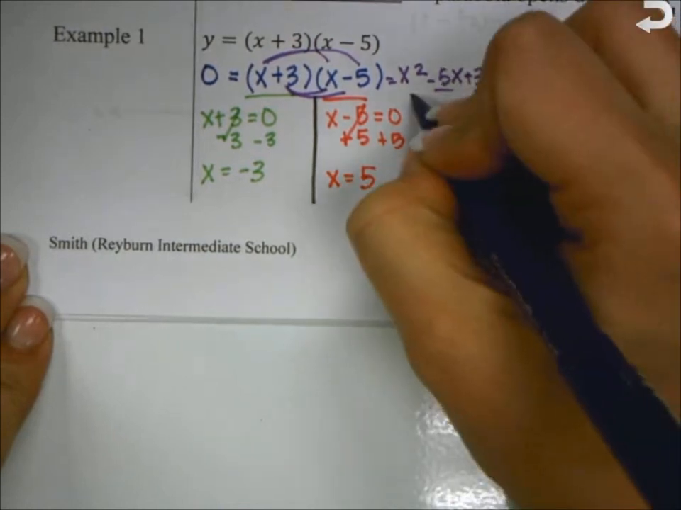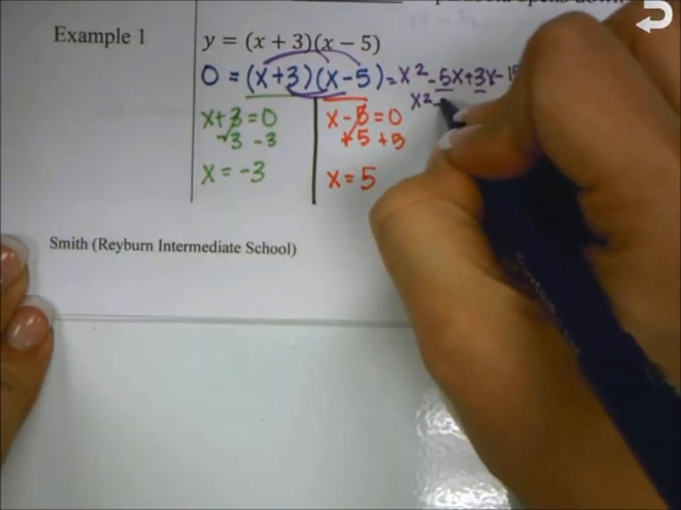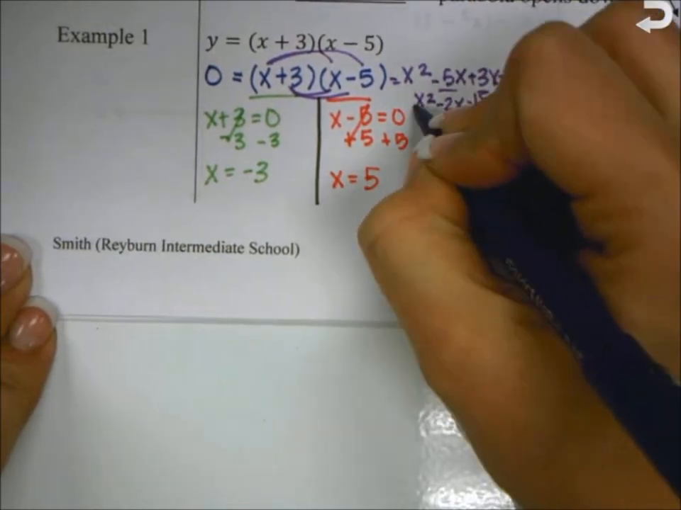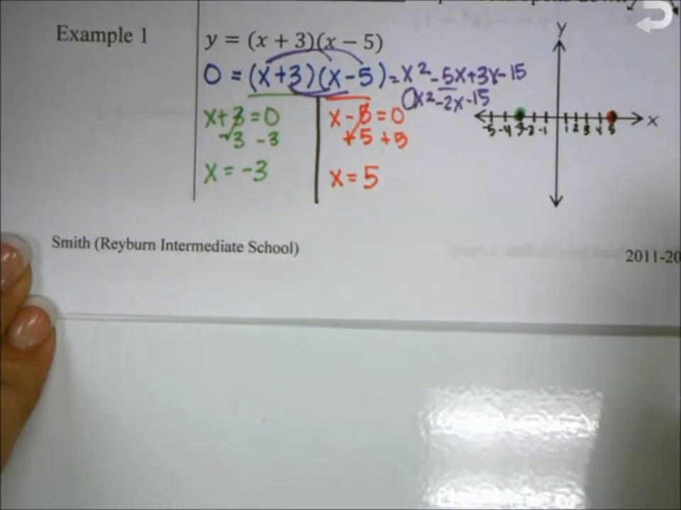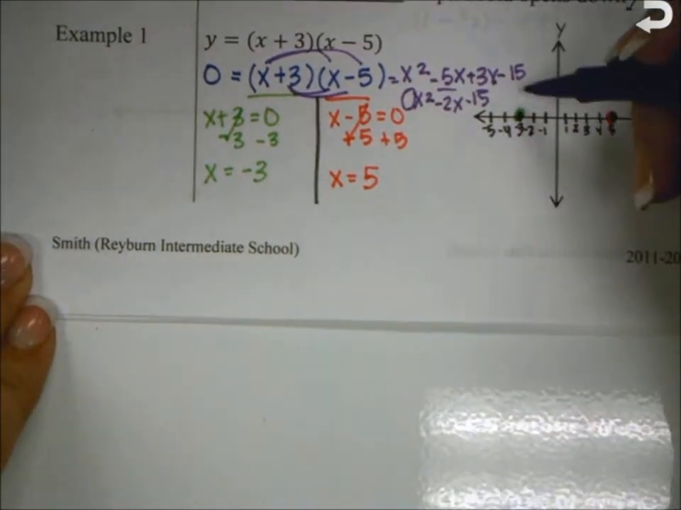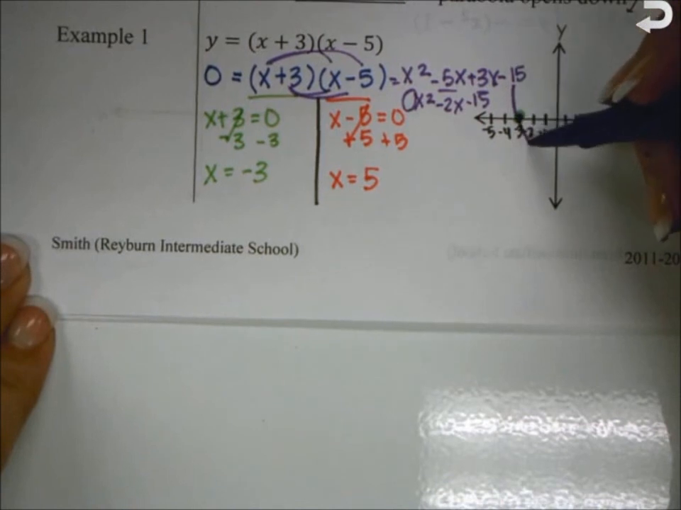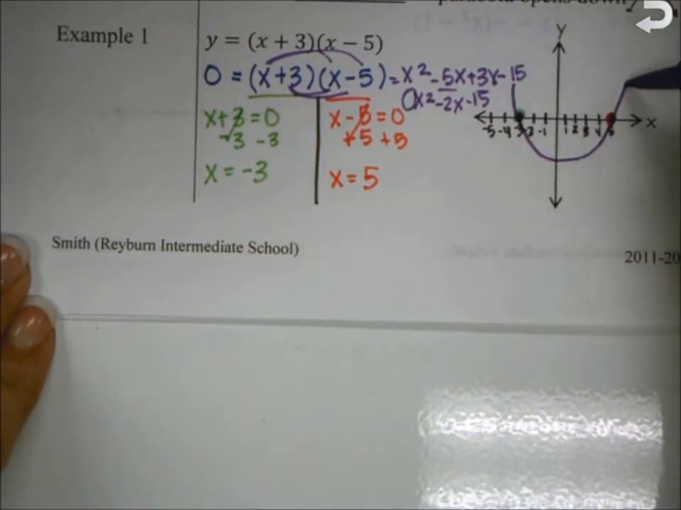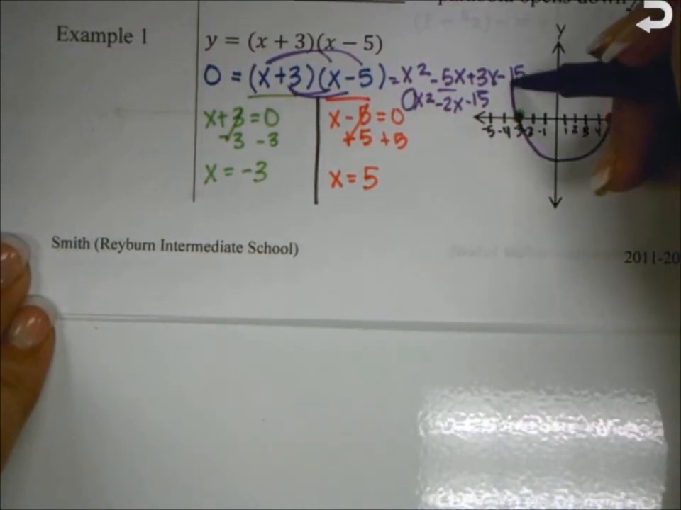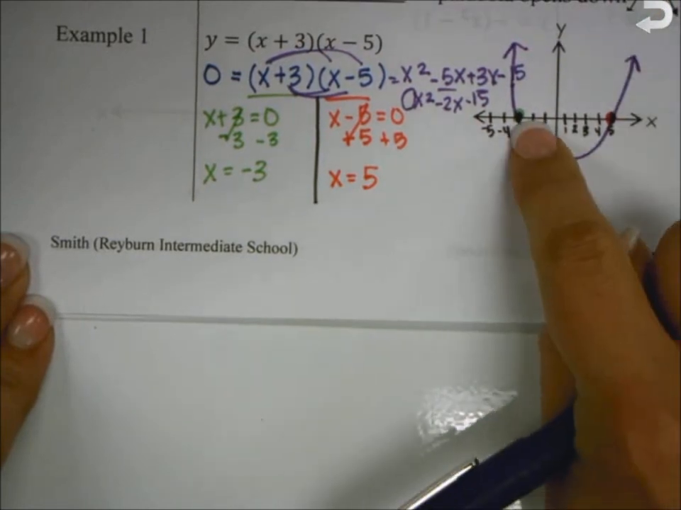The number in front of that x squared is a positive 1, so our parabola is going to open upwards. So I'm just going to draw a parabola opening upwards through those 2 points. And that's how we graph these things. So let's try another example.